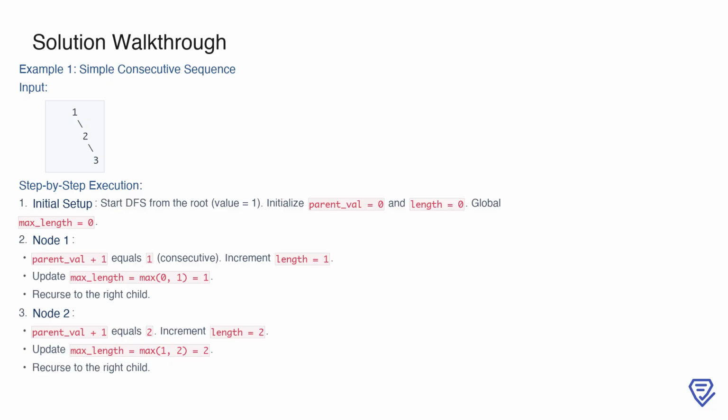In this example, the tree is a simple consecutive sequence, 1 connects to 2, which connects to 3. Initially, we set up our variables. We begin DFS at the root node, which has a value of 1, and initialize parent_val to 0, length to 0, and a global variable max_length to 0 to keep track of the longest sequence. At node 1, since parent_val plus 1 equals the node's value, which is 1, we increment the length to 1 and update max_length to the maximum of its current value and the new length, resulting in max_length equals 1.